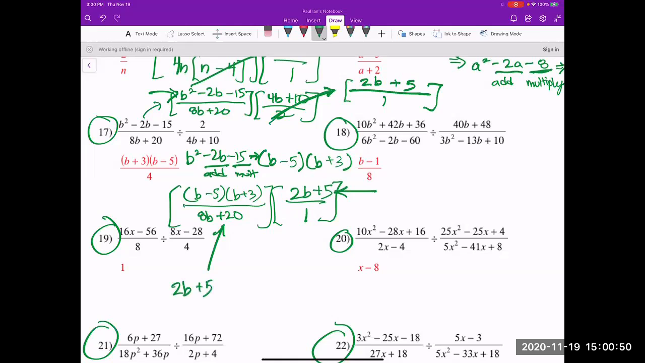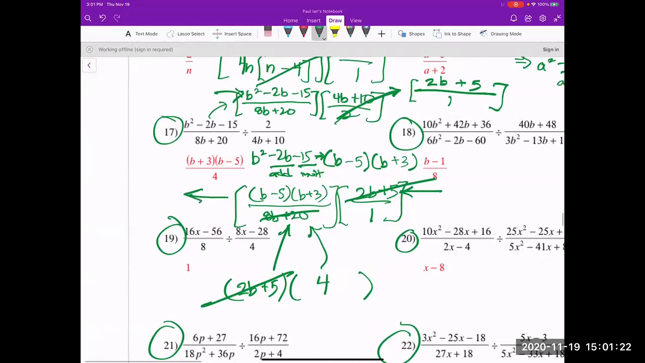Yeah. And what's going to be the factor when you divide by 2b plus 5? Isn't it 4? Yeah. So it's 4, right? All right. So I guess this 2b plus 5 cancels with this guy, right? And then the only thing that you have left is 4 at the bottom. Does that make sense? Yeah. And then when you rearrange it, it's going to be b plus 3, b minus 5 over 4. Yeah? So how's that? It's good.